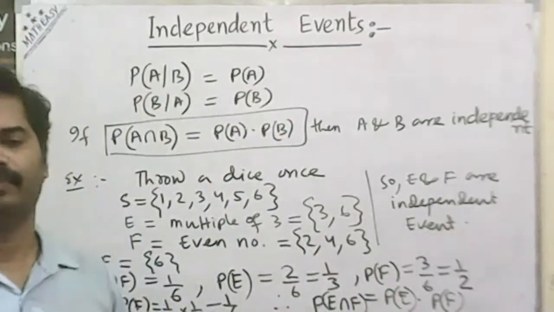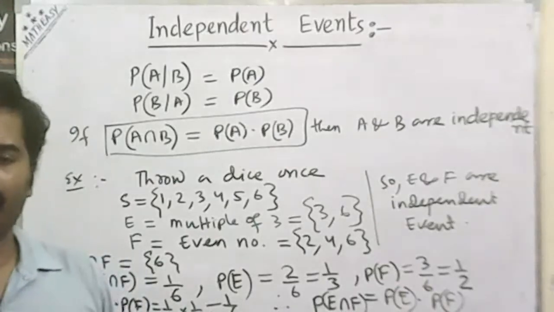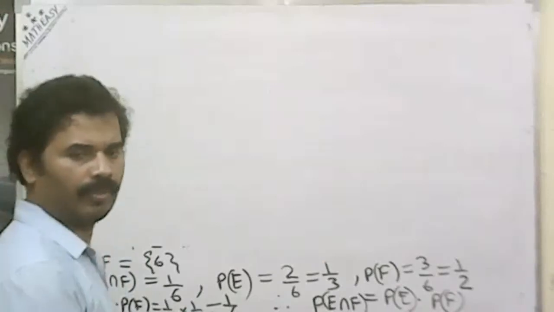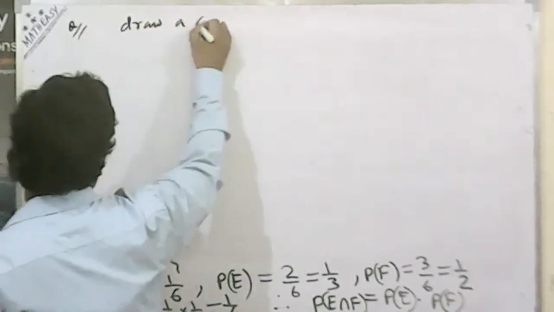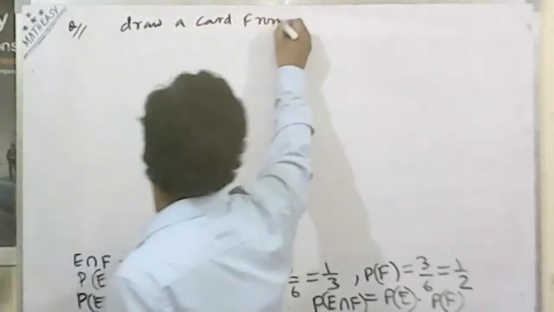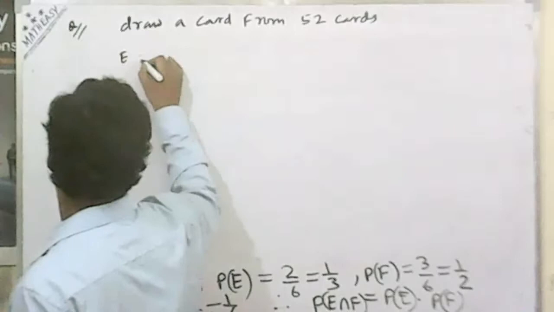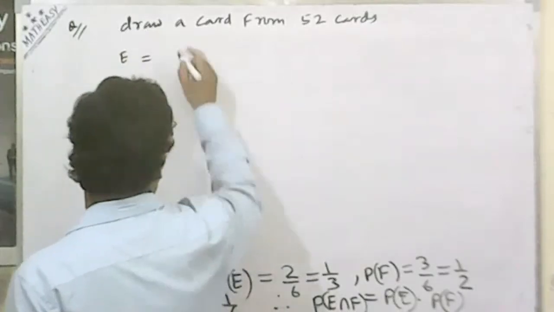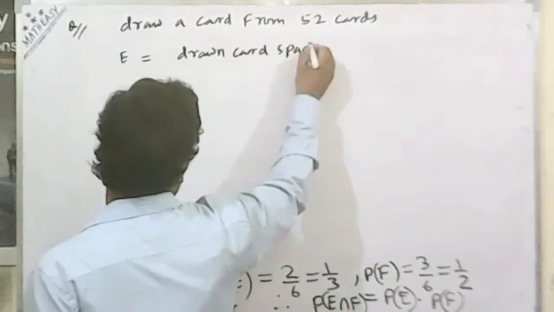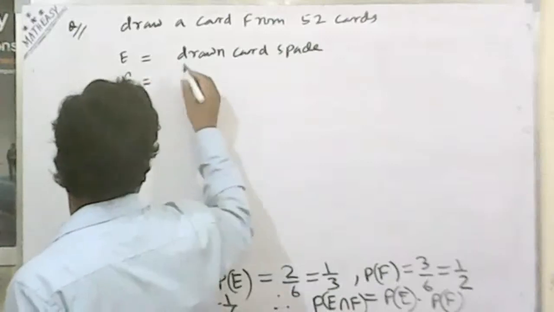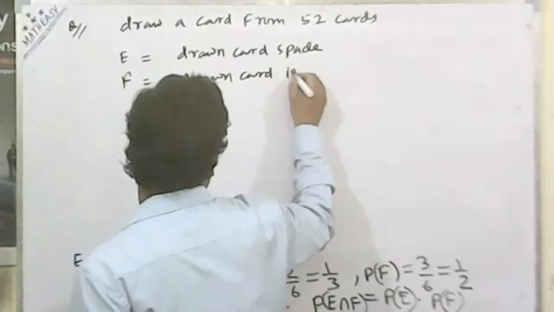Now take another example, which is independent. Draw a card from 52 cards. E is the event: drawn card is the spade. F is the event: drawn card is the ace.